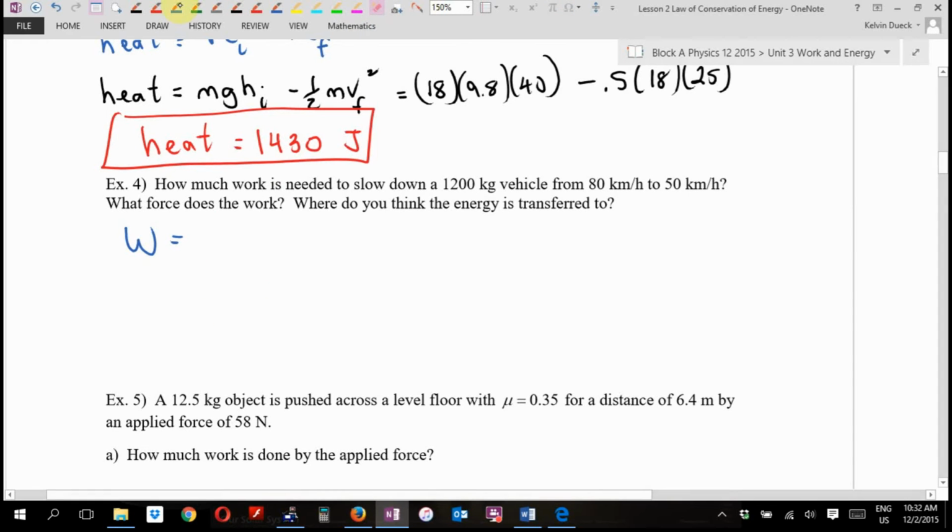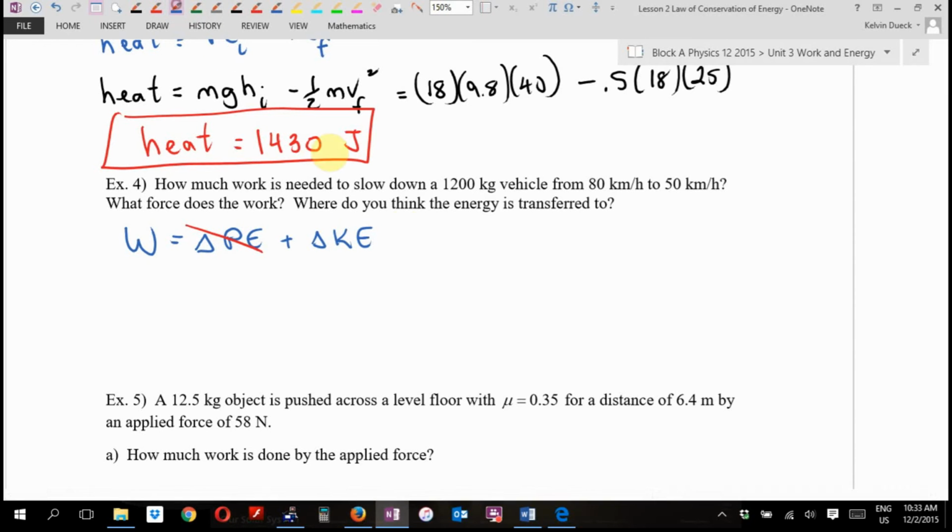Here's our third definition of work, the work energy theorem. It equals the change in potential plus the change in kinetic. We're talking about a car, a vehicle. Does this question mention a hill anywhere? Does this question suggest that there's a change in the height anywhere? What's the change in potential energy then? 0. I can ignore it. But what's change in anything?